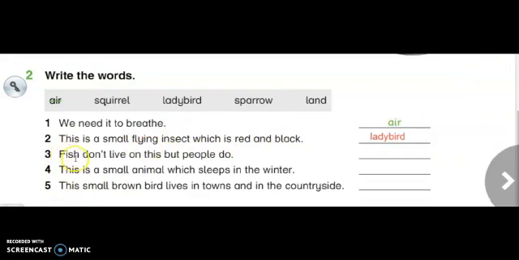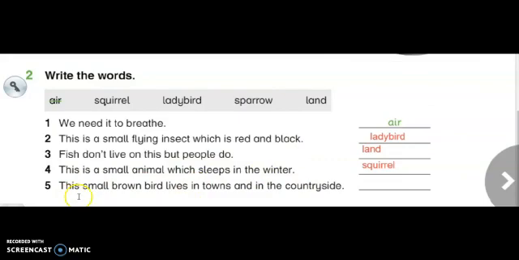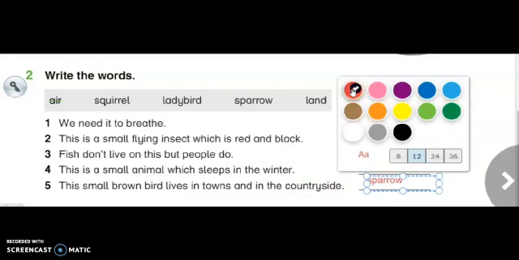Number 3. Fish don't live on this, but people do. لا تعيش فيه الحيوانات. Yes, which is the land. Number 4. This is a small animal which sleeps in the winter. الحيوان الذي ينام بفصل الشتاء. Yes, which is a squirrel. And the last one, this small brown birds live in towns and in the countryside. Yes, which is a sparrow. So here we have to write sparrow.